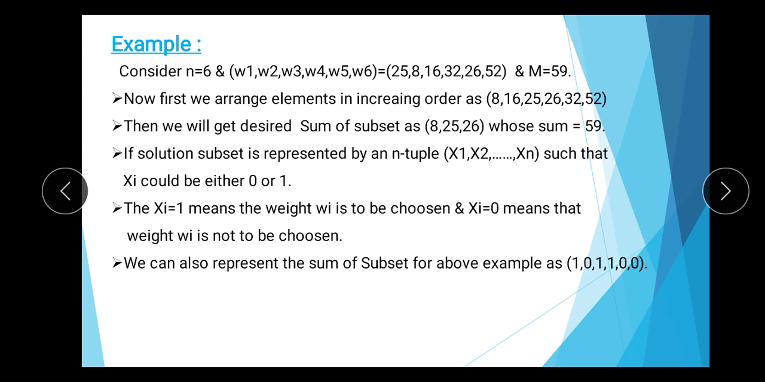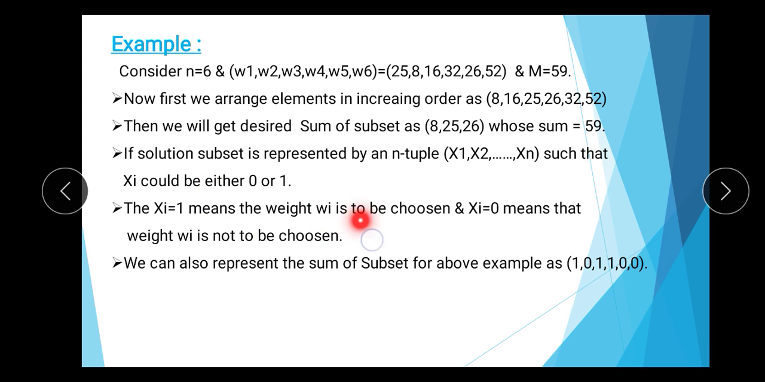The solution of the subset is represented as a tuple x1, x2 till xn, such that each xi could be either 0 or 1. That means from the input set we can take elements one by one. If we have taken that element from the input set, then xi is equal to 1.